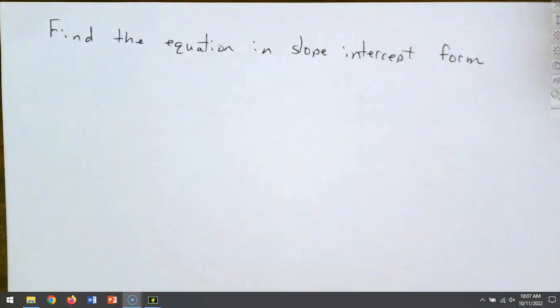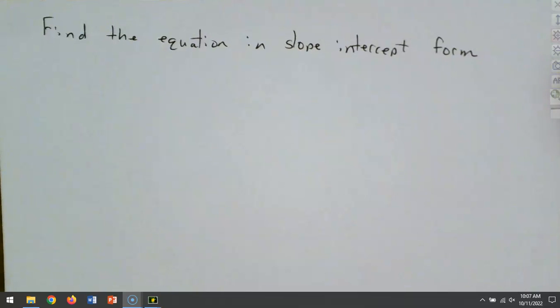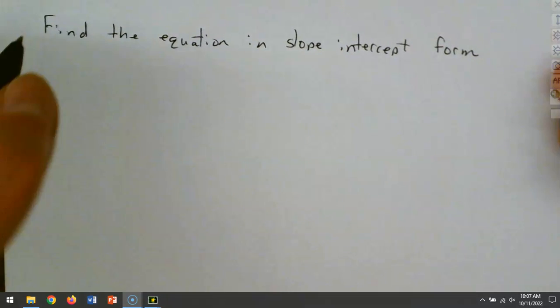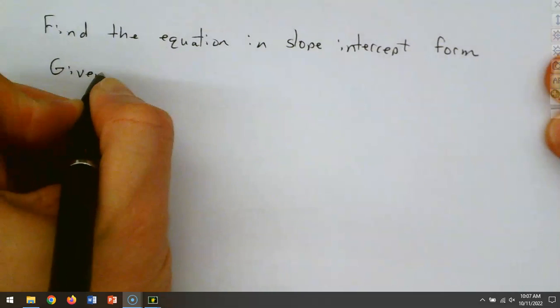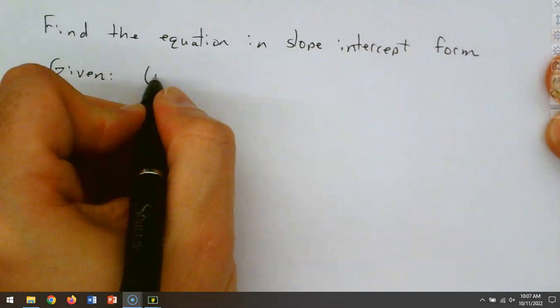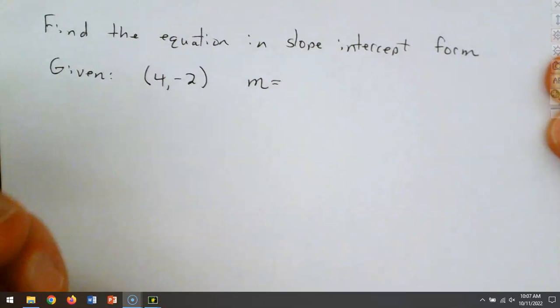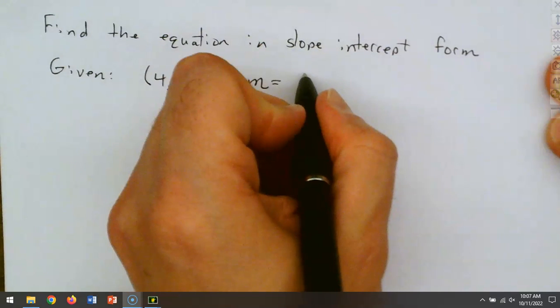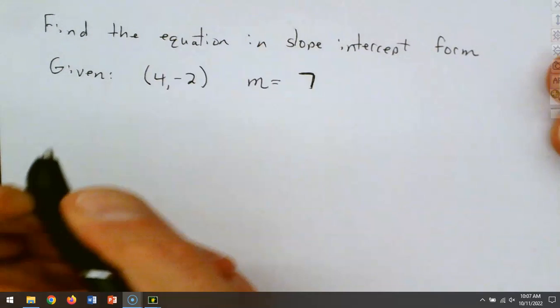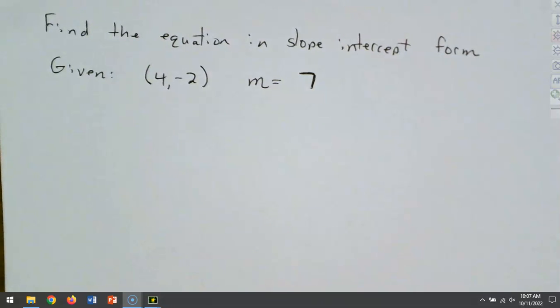So we're going to begin by finding the equation in slope-intercept form. And you're going to be given this. You're going to be given the point 4, -2, and you're going to have the slope provided of 7. So where do I begin? Well, let's first think about what we have. What do we have here? We have a point and we have a slope, right? So that means we're going to use the first page of this flowchart.